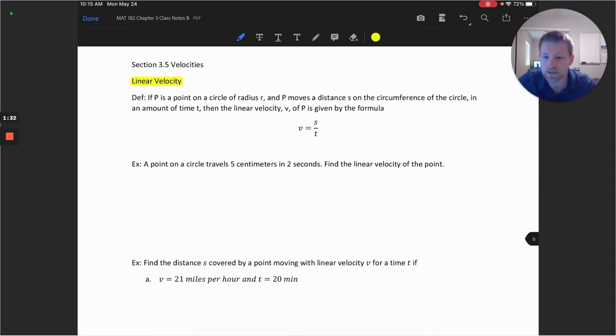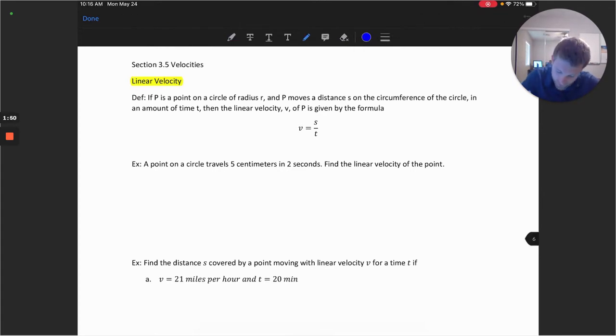So let's consider an example with this. If a point on a circle travels 5 centimeters in 2 seconds, find the linear velocity of the point. Well, 5 centimeters would be really the distance s. 2 seconds is our time t. So we would say that the velocity v, linear velocity, is 5 centimeters per 2 seconds. Or we could just call this 2.5 centimeters a second. So we'll end with a rate as our units, centimeters per second. And that's linear velocity.